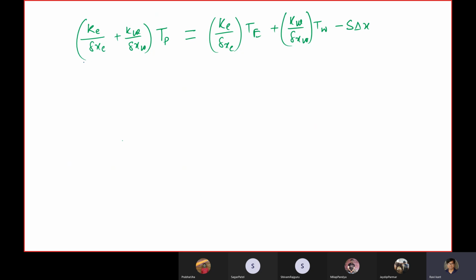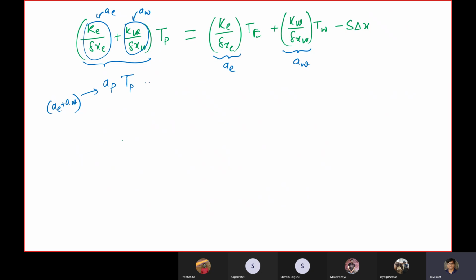Okay, now what we assume is that this guy sitting over here is AE. This guy sitting over here is some value, just to make sure that things are simplistically written. So this is AW, and what is this? This is nothing but AE, and this is nothing but AW. So AE plus AW, I can write as AP. So what is my AP? AP is nothing but AE plus AW. So AP TP is equal to AE TE.